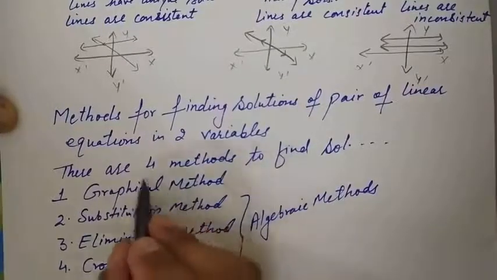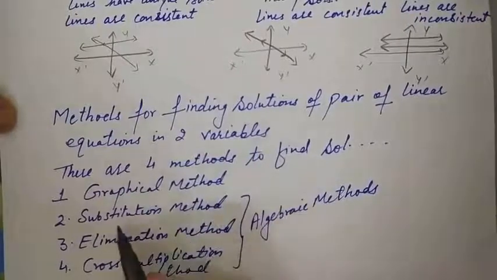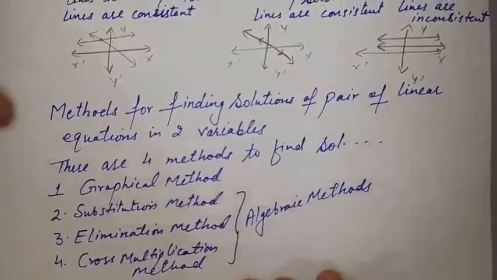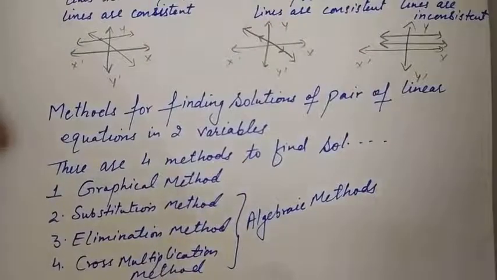So first one is graphical, and these 3 are algebraic methods: substitution, elimination, and cross multiplication method. These all we will be discussing in this chapter. So this was the introduction of the chapter.